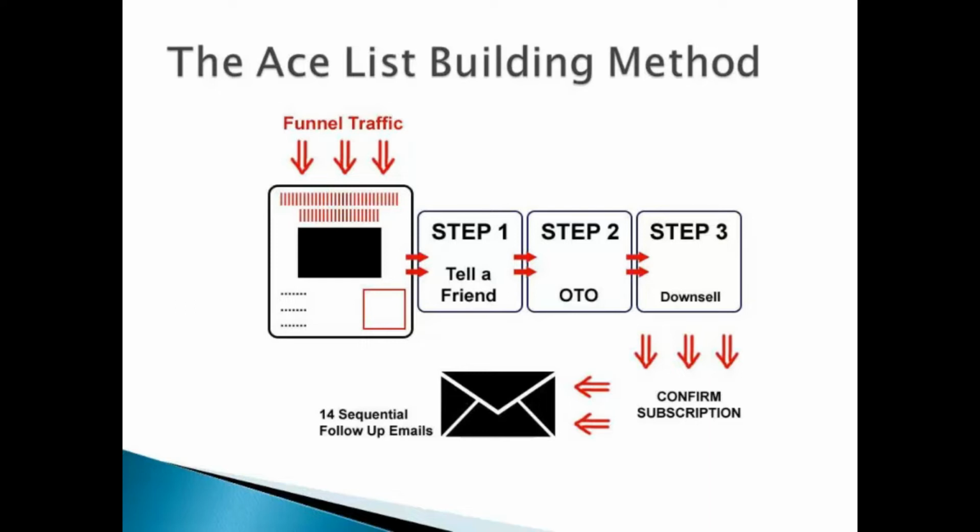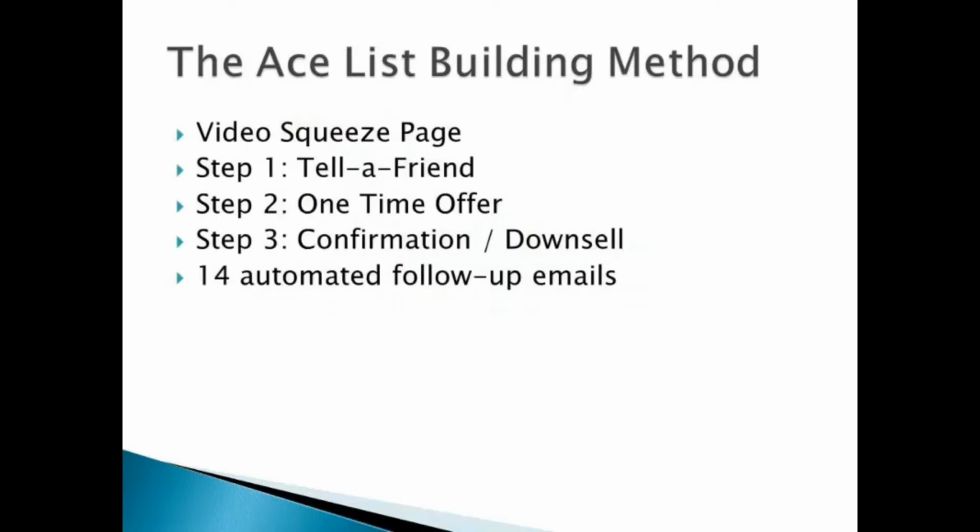The ACE List Building Method. Video Squeeze Page. Step 1. Tell a friend. Step 2. One-time offer. Step 3. Confirmation or downsell. 14 automated follow-up emails. So all in all, there are 4 cornerstones, the first one being tell a friend, which can help you multiply your mailing list count, and the other 3 are what I call profit centers, where you can start to monetize from your subscribers. I'll be covering each of these components in detail in the next session, starting with the video squeeze page.